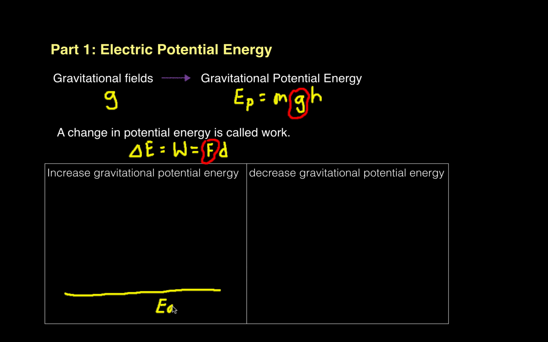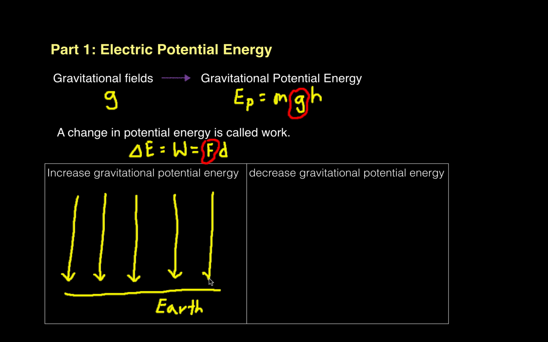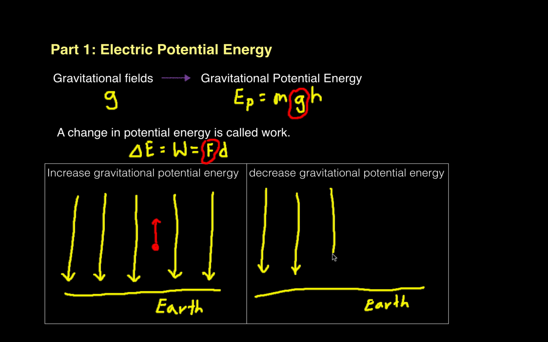So, I'm going to draw a diagram of the surface of the Earth, and we know that the gravitational field lines point at the center of the Earth, and on the surface of the Earth, this points down. If I want to increase the gravitational potential energy of an object, I need to move it against the field, so in the opposite direction to the field lines. If I want to decrease gravitational potential energy, I move it in the same direction as the gravitational field lines. So in this case, it's moved downwards.